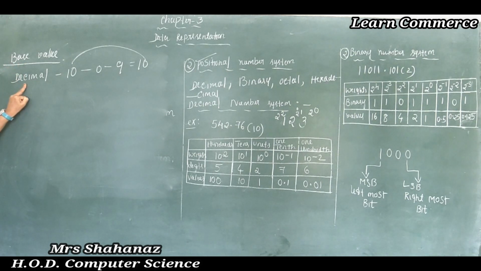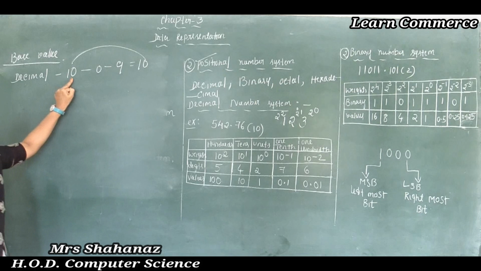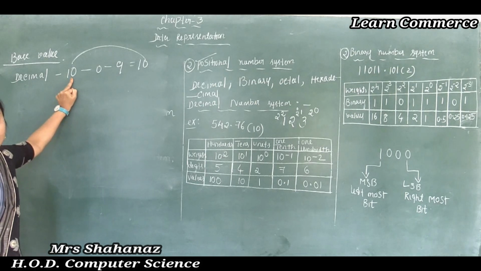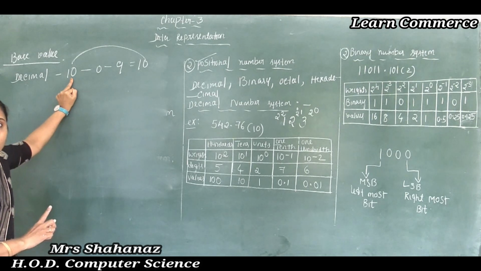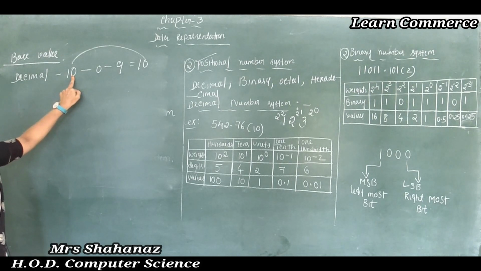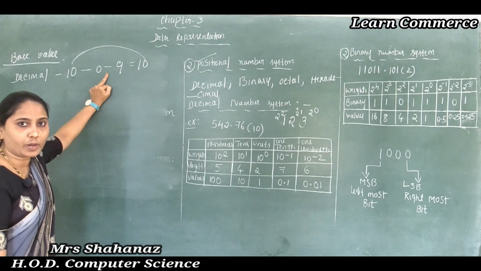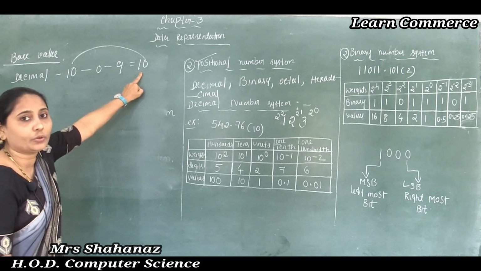So first of all, I want to take the first number system, the decimal number system. As we know, the base or radix, RADIX, of the decimal number system is equal to 10. The digits start from 0 to 9, which is equal to 10.